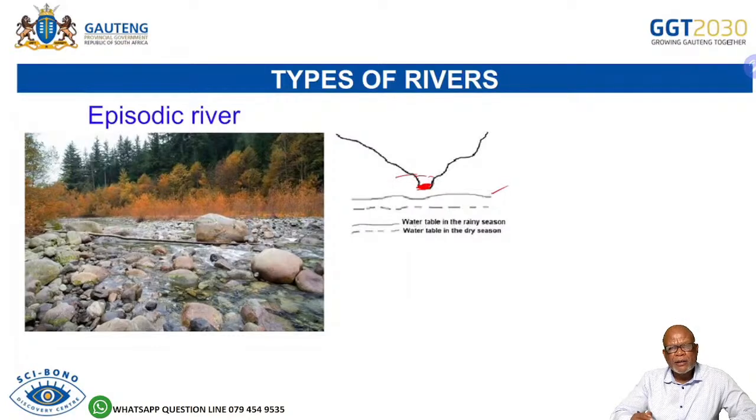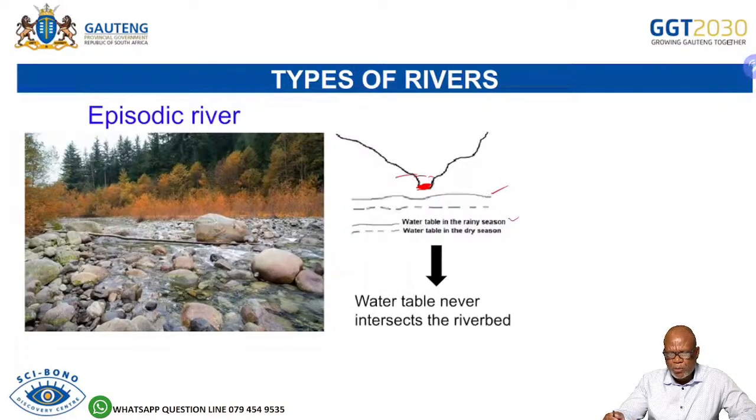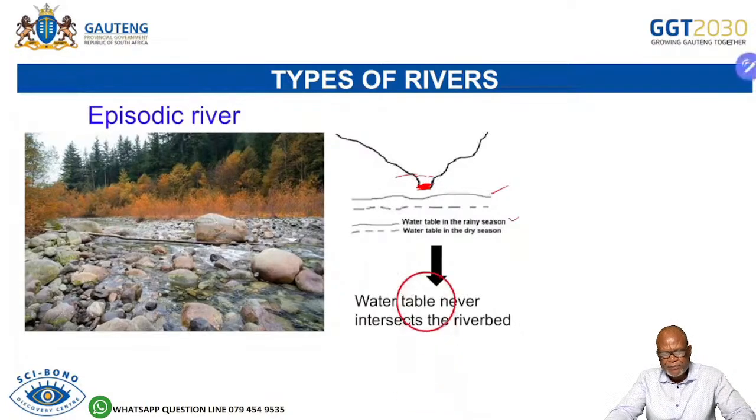So where does it get its water from? Only from heavy rainfall. Without heavy rainfall, this river will not flow. Why? Because the water table never intercepts the riverbed. So its sole source of water is heavy precipitation.